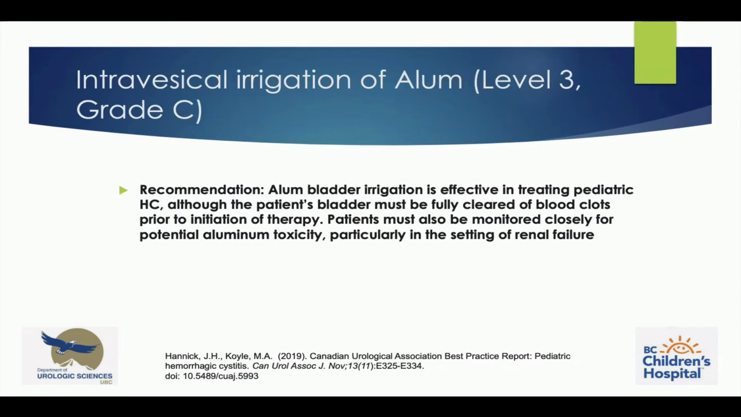So the recommendation is that alum bladder irrigation is effective in treating pediatric hemorrhagic cystitis, although the patient's bladder must be fully cleared of blood clots prior to initiation of therapy, and that patients must be monitored closely for potential aluminum toxicity, especially in the setting of renal failure. So for our patient, the alum didn't work, unfortunately.